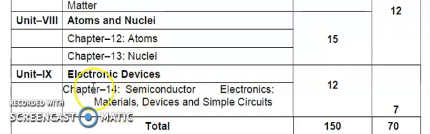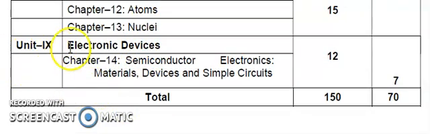Next one is unit 9, given a weightage of 7 marks. You can see a huge weightage is there, 7 marks. Electronic devices: semiconductor electronic materials, devices, and simple circuits. Before last year, transistor and another chapter, chapter 15, communication system, were there after this. But these two have been excluded from the syllabus. Now semiconductor has been reduced to the diode only.